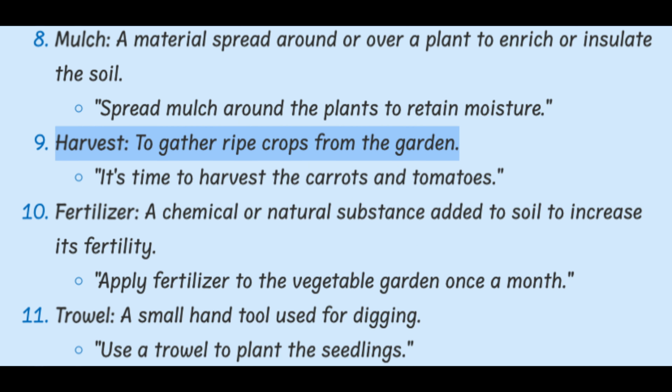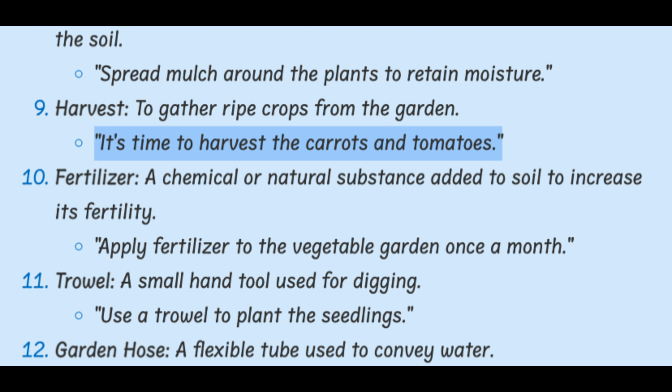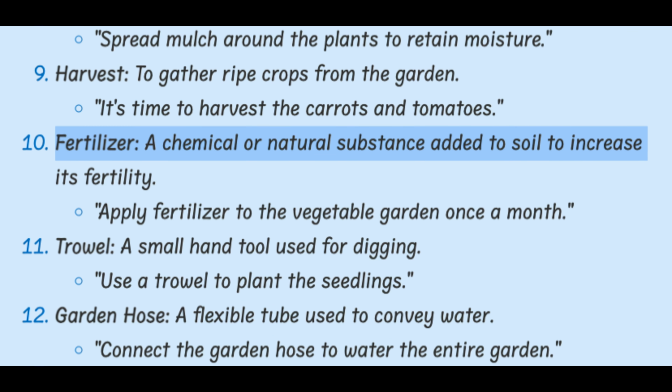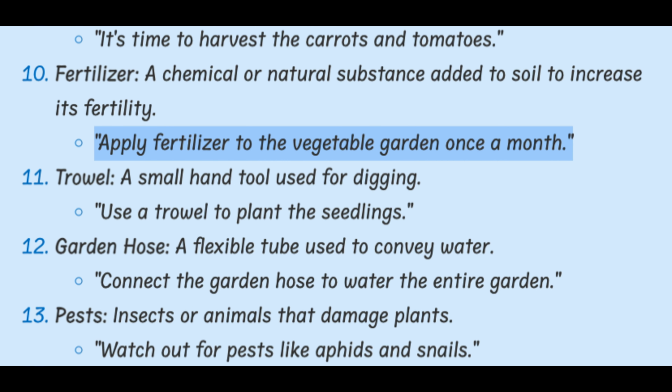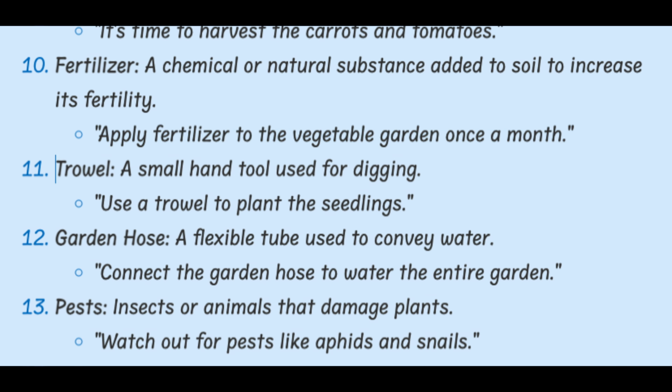9. Harvest, to gather ripe crops from the garden. It's time to harvest the carrots and tomatoes. 10. Fertilizer, a chemical or natural substance added to soil to increase its fertility. Apply fertilizer to the vegetable garden once a month.